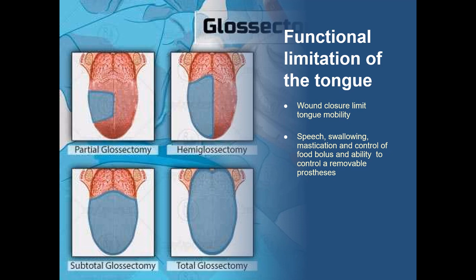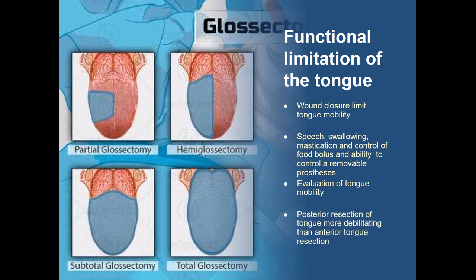Now, the evaluation of tongue mobility can be done easily by asking the patient to extend the tongue into each cheek and also to lick the lips. If these functions can be performed, then mobility is probably adequate for the control of a prosthesis and food bolus. Now, the posterior resection of the tongue is more debilitating compared to anterior tongue resection due to the increased likelihood of removing motor and sensory innervation in situations involving posterior floor of the mouth or base of the tongue resections.